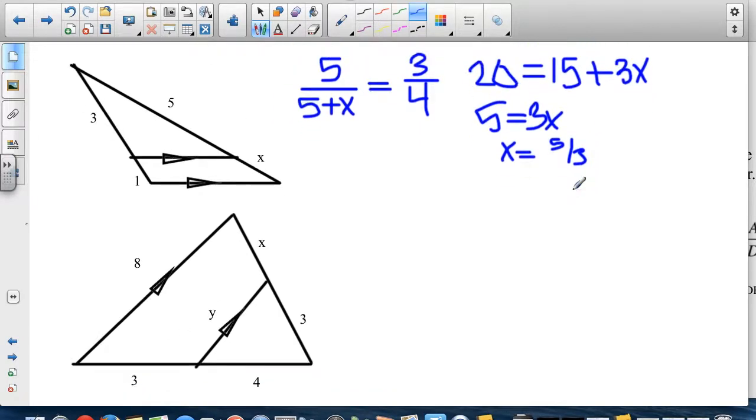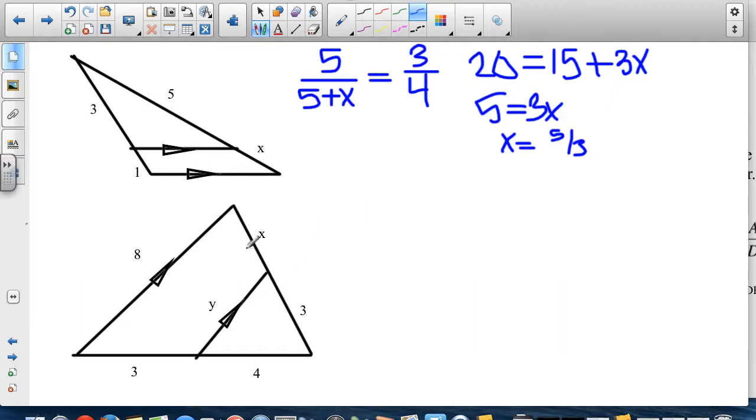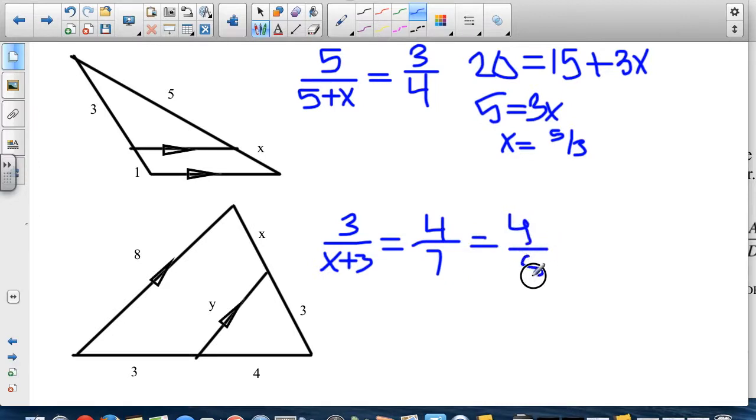Okay, for the bottom one, which is the one I messed up before, I'm going to set up the proportion. So here I have 3 as my small side. My large side is x plus 3. For this, I have 4 over the entire side, which is 7, equals y over 8. So notice across the top, in all the numerators, I have the sides of the small triangle and in the denominator the sides of the large.